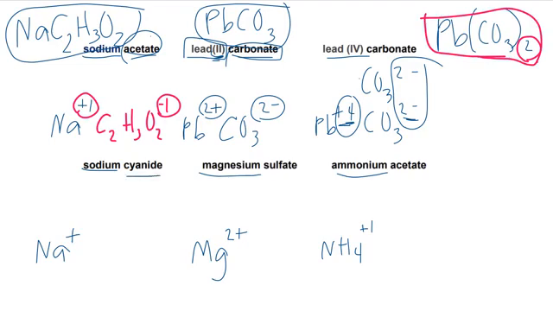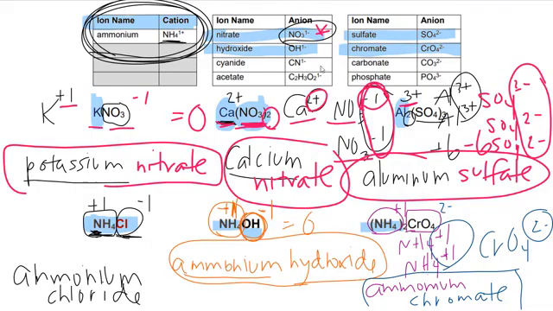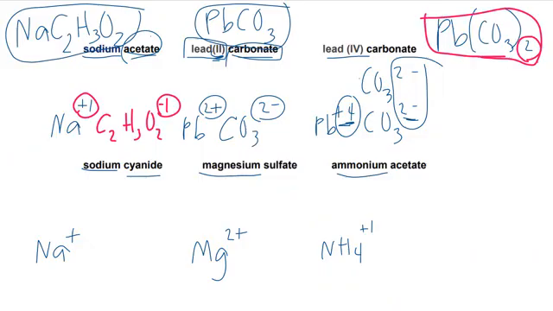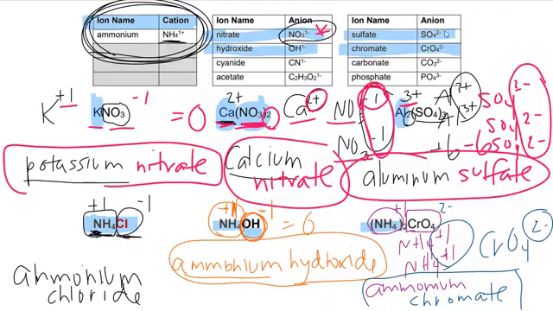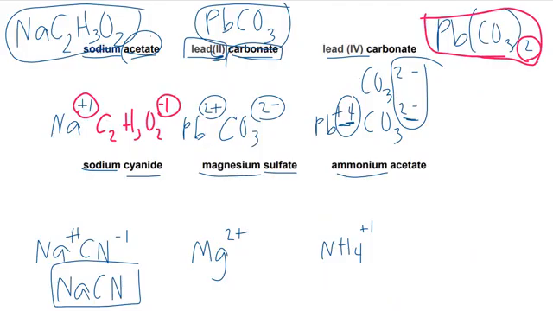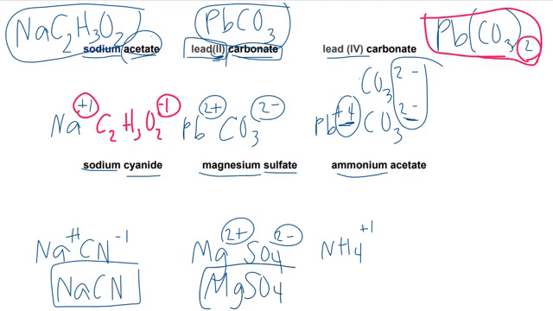All right, let's go back and find out what cyanide is. And cyanide is CN with a -1 charge. So CN with a -1. So I've got a -1 and a +1. So this one is just NaCN. All right, let's look up sulfate. Come back here. Sulfate is SO4 2-. So here we have a 2- and a 2+. So this is MgSO4, magnesium sulfate.